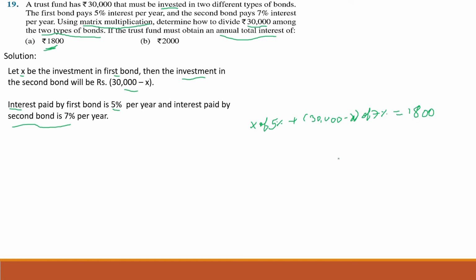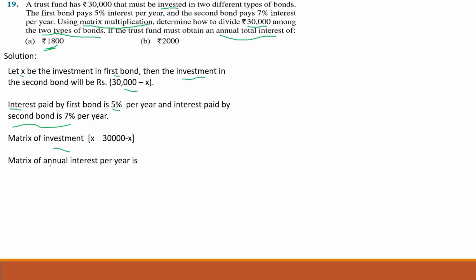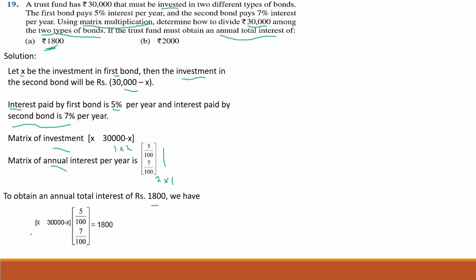इस डेटा को हम लोग मैट्रिक्स में रिप्रेजेंट करेंगे. So first representation होगा हमारा row matrix का, the data of investment, और जो डेटा ऑफ एनुअल इंटरेस्ट है उसको एक कॉलम मैट्रिक्स में करते हैं. So its order will be 1 by 2 and its order will be 2 by 1, so that we can multiply these two. So to obtain an annual interest of 1800, our equation will be matrix of investment into matrix of interest is equal to 1800. अब यहाँ पे 5/100 लिखा है क्योंकि ये 5% और 7% है.